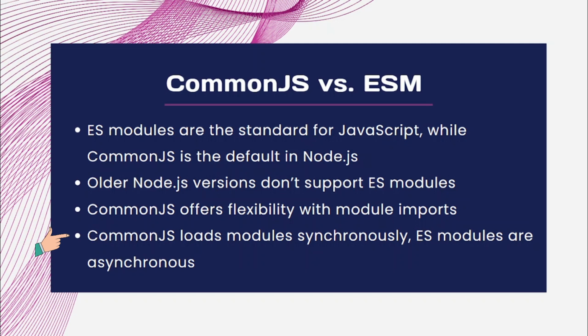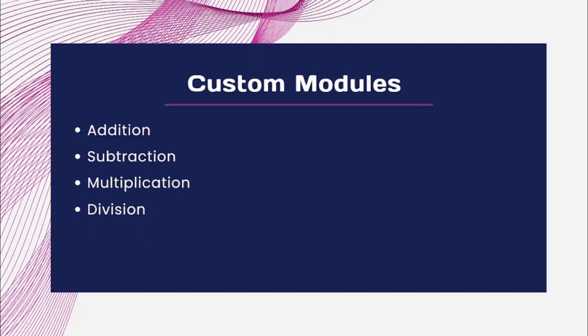But with CommonJS, it has to load all of them before, which can create some latency. Alright, so now let's look at custom models. We can create our own models and then import them in different codes or in different files. Right now we are going to work on creating a function for addition, another for subtraction, and functions for multiplication and division. These functions will be exported so that we can use them in our codes.